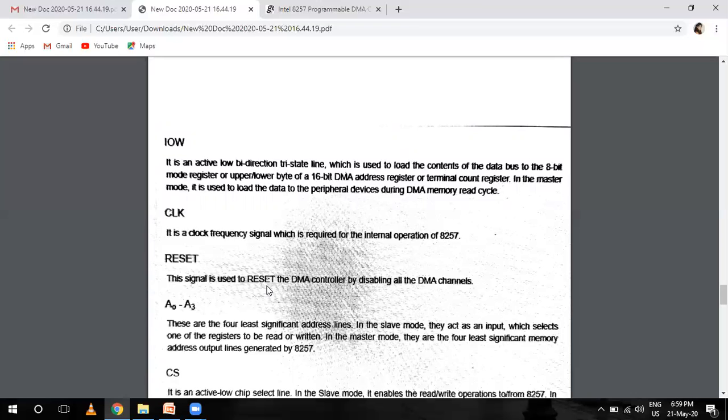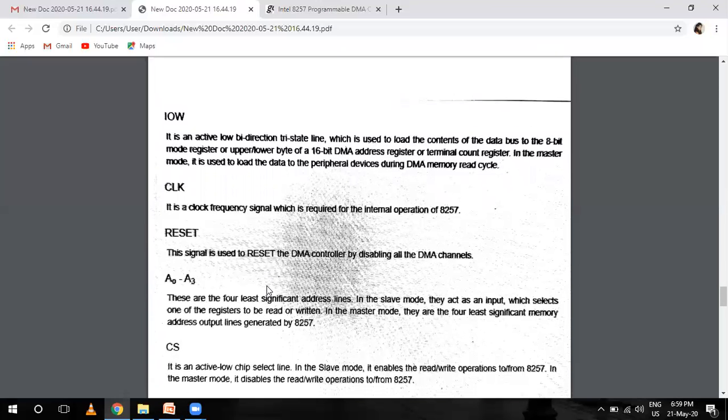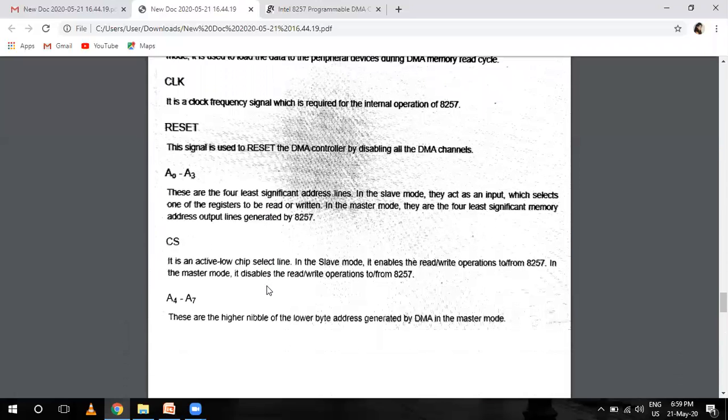And A0 to A3, these are the address lines, the 4 least significant address lines. In the slave mode they act as an input which selects one of the registers to be read or written. In the master mode, they are the 4 least significant memory address output lines generated by 8257.